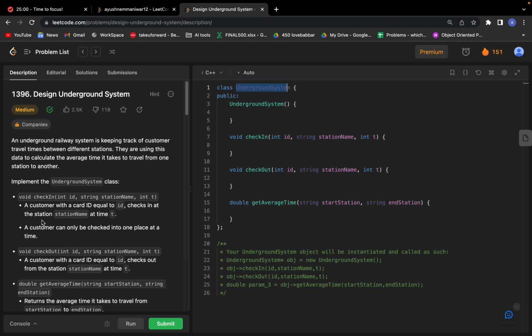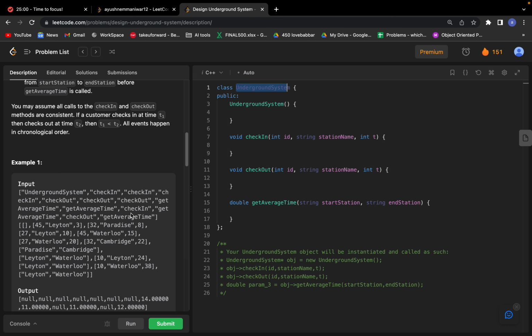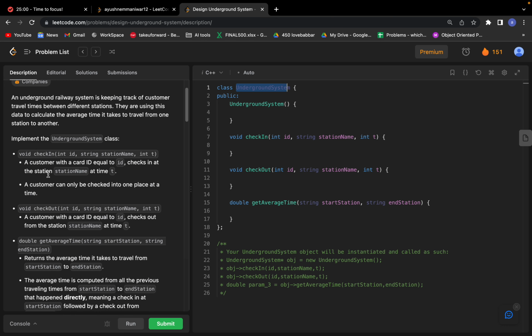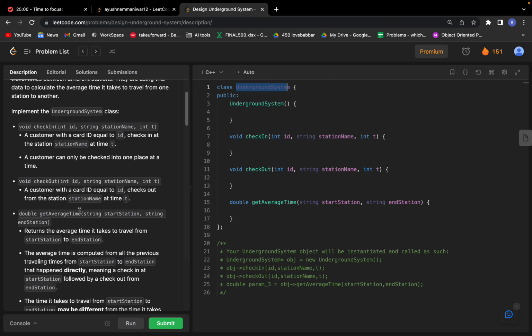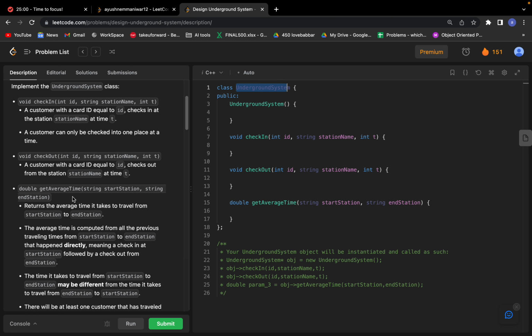saying. What is it saying? Let's say a customer with a card ID checks in at the station, and a customer can only be checked into one place at a time. Only one ID can be there. Suppose my ID is 12, your ID is 24. I can come only at one time. Checkout is the same thing. If there is a check-in, only then there will be a checkout. He will not give checkout unless there is check-in.